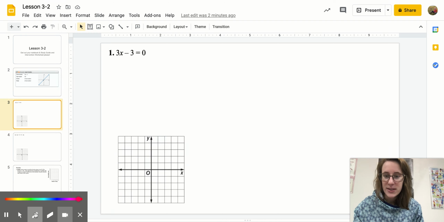So all you're going to do here is replace 0 with f of x. I want you to write that in there just as a little reminder to yourself. We're going to replace 0 with f of x.